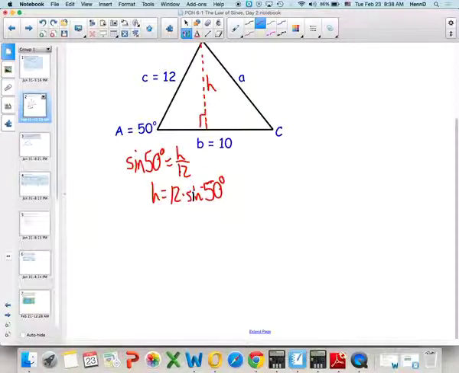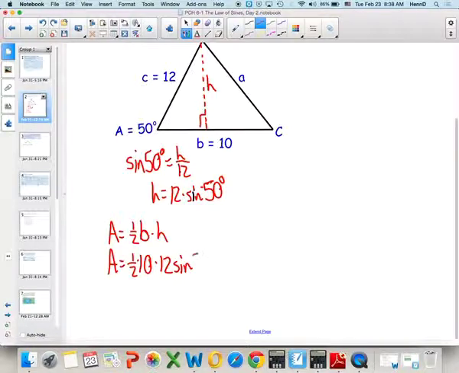Now we can use our 1/2 base times height, right? So instead of area equals 1/2 base times height, we have the area equal to 1/2, the base is 10, times our height, 12 times the sine of 50. Okay? That's not that hard of a process, but before we actually simplify to find the answer, notice what we end up doing.